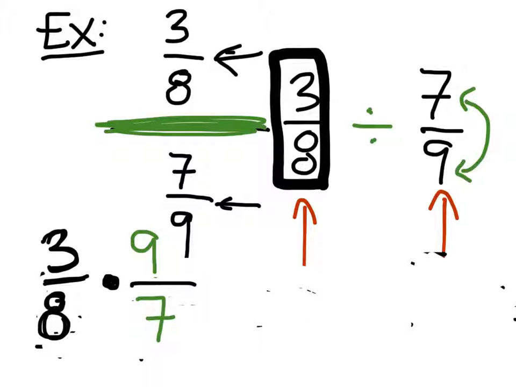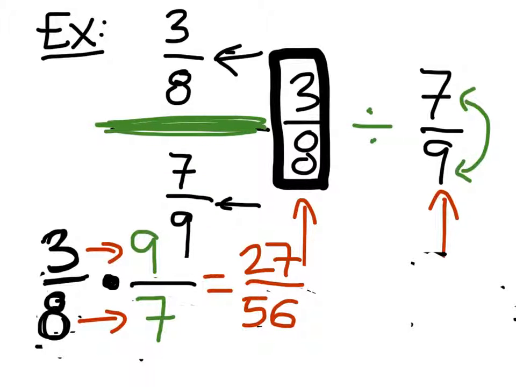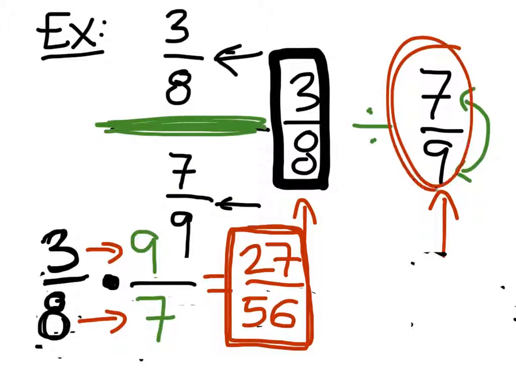So notice, now that this is turned into multiplication, we can do it, right? So all I'm going to do is 3 times 9, 27, over 8 times 7, 56. Can I simplify this? It appears that I may not. Done. Okay? You must take the reciprocal of the second number, a fraction, if you will.